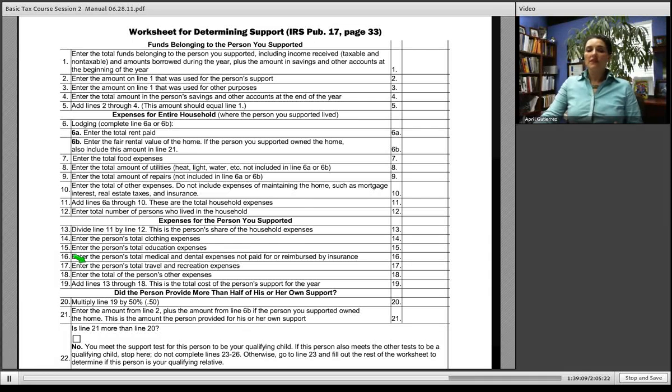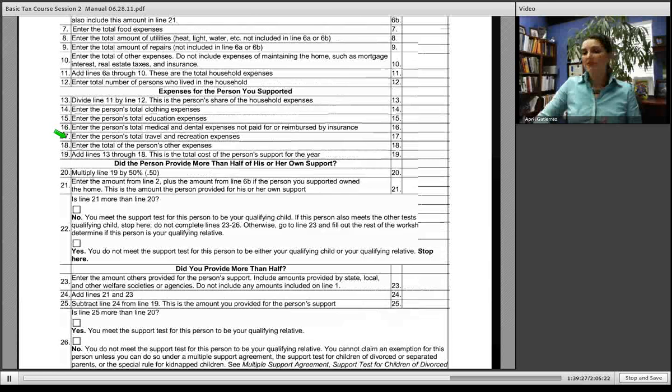And finally, the final step is to see, did I provide more than half? So we have money that could have been provided by my dependent for my dependent's support. There's also money that I may have provided for my dependent's support, and then there's money I may have provided for supporting the entire household. The purpose of this worksheet is to finally establish whether I paid more than half.